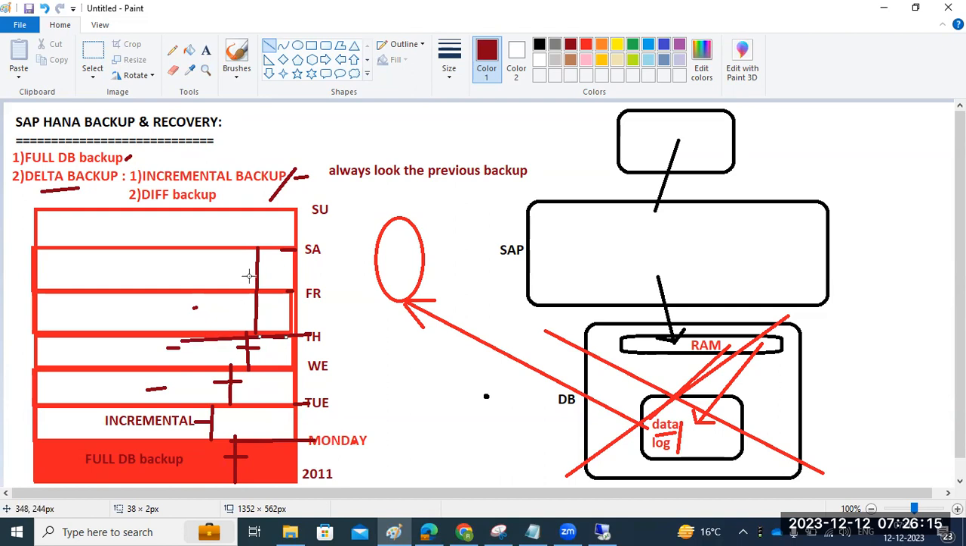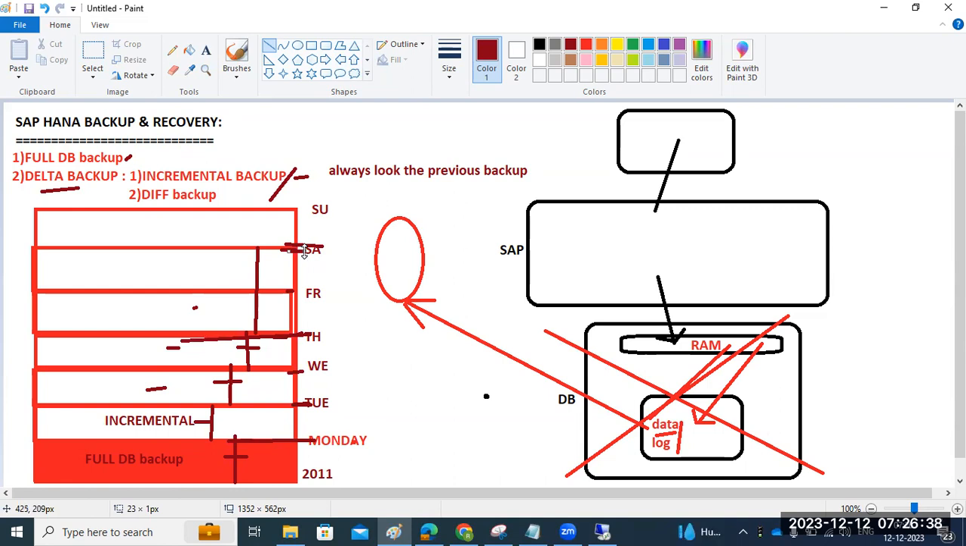In this way, the file size is reducing. In incremental backup, the size is reducing. But multiple files are created to restore. Why? Because we want to restore up to here. First the full database backup, then Tuesday backup, Wednesday backup, Thursday backup, then Saturday backup. All the backups you need to restore one by one.